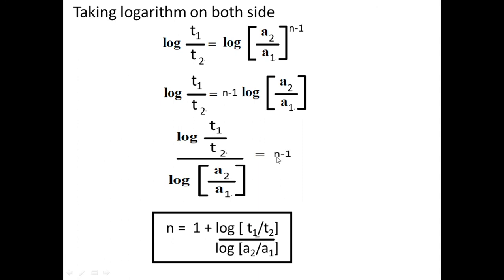Here the 1 is written on the right hand side. What happens here? Minus 1 will be converted into plus. What happens to the equation? n is equal to 1 plus log t1 divided by t2 divided by log concentration of A2 divided by A1.